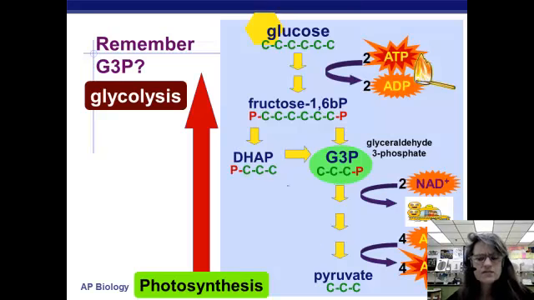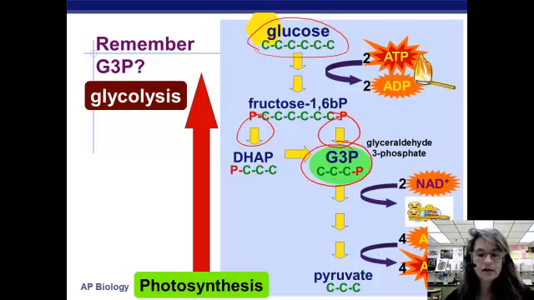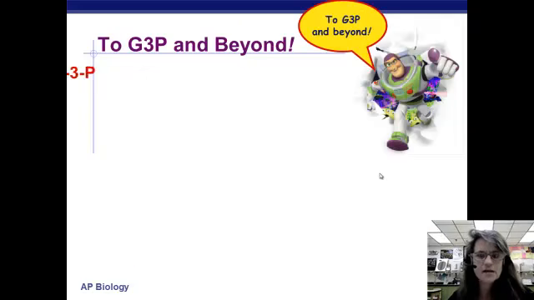G3P, we've seen it before. Do you remember in glycolysis where we sent glucose into glycolysis and we do some stuff to it and we end up splitting glucose in half? Well, the half that goes into the rest of glycolysis is G3P. So it's not hard to imagine G3P going through a reaction to become glucose, because when we break down glucose we get G3P. That's just a little sideline.